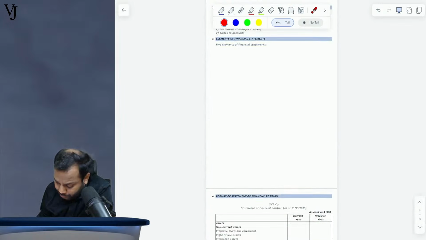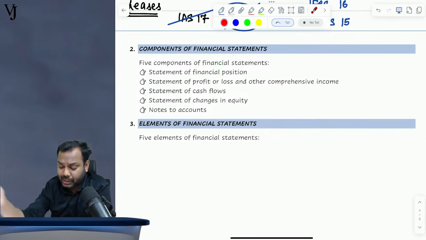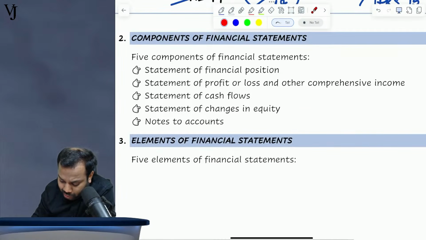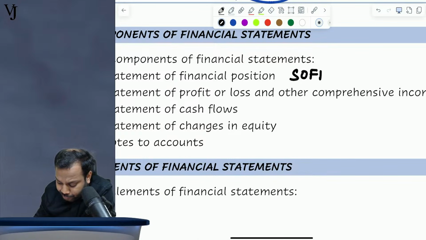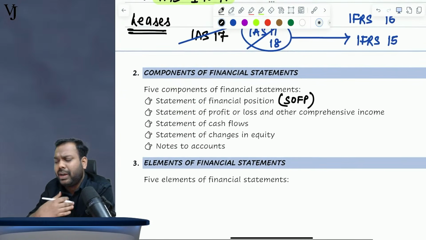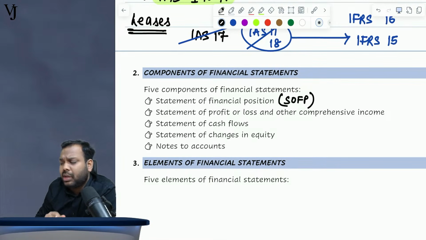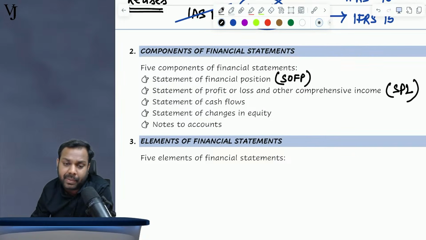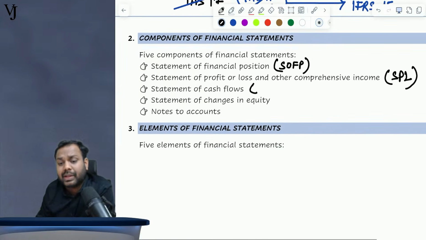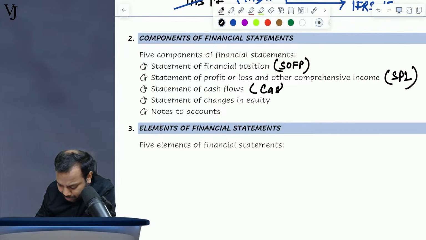Okay. Now, moving further, what are the components of financial statements? As I told, there are 5 components. One is the statement of financial position, which going forward you will see me calling SOFP. I will not always say the full name in my classes. Then comes statement of profit or loss and other comprehensive income, which you will find me calling SPL or P&L. Third comes cash flow statement, which I will call cash flow.